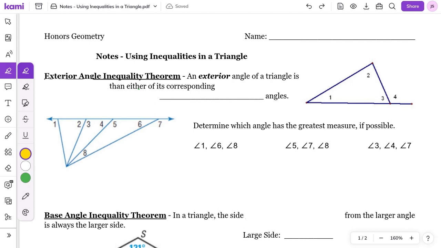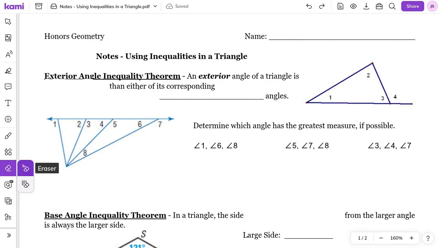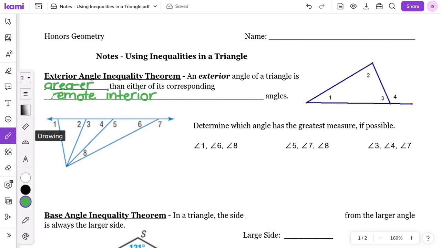Hey everybody, in this video we are going to learn about section 5.5, which is using different inequality theorems in triangles. The first one that we're going to start with is the exterior angle inequality theorem, which says that any exterior angle of a triangle must be greater than either of its corresponding remote interior angles.